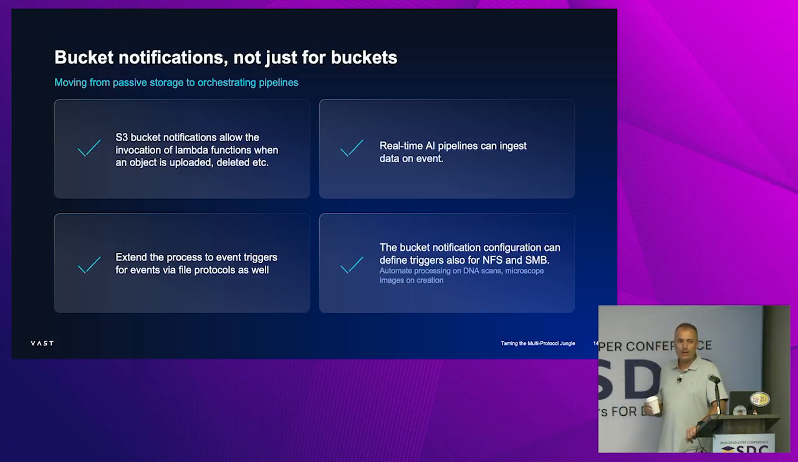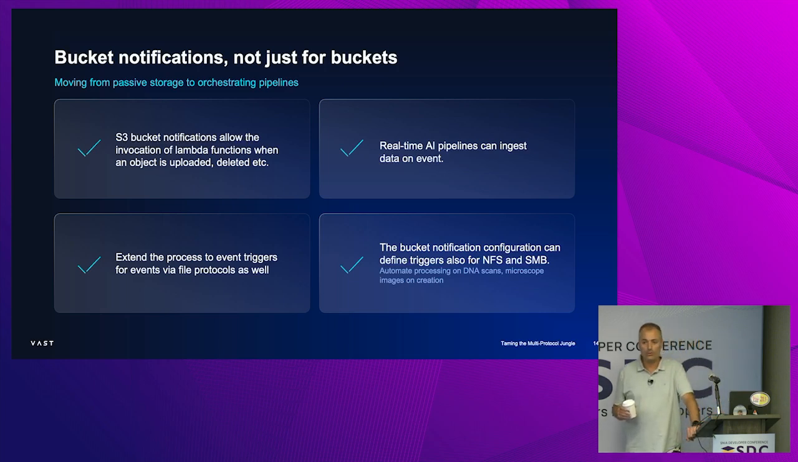And so this is an S3 feature, but we don't want to limit it to S3 because for AI pipelines, you also want to rely on NFS files and SMB files. And again, you can map the S3 operations to NFS and SMB operations. And this is another very useful feature.